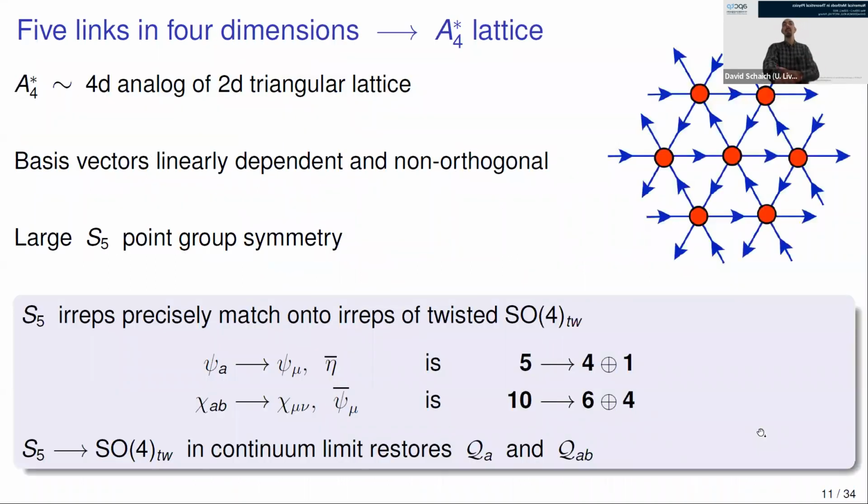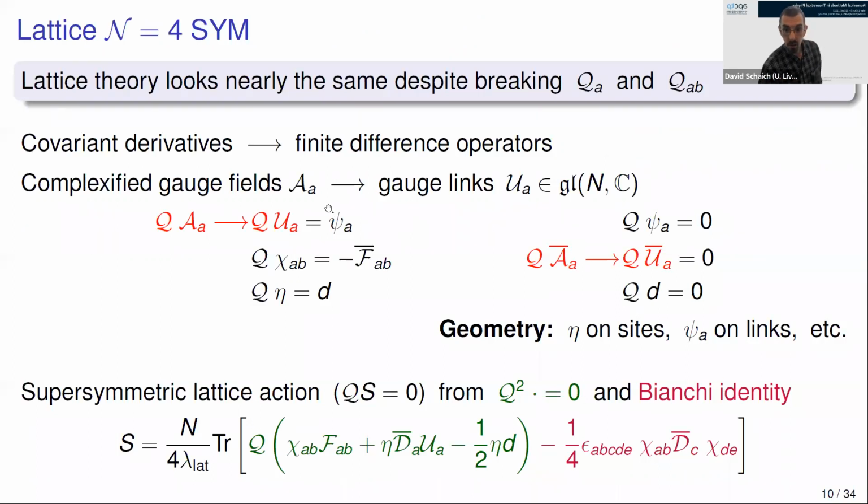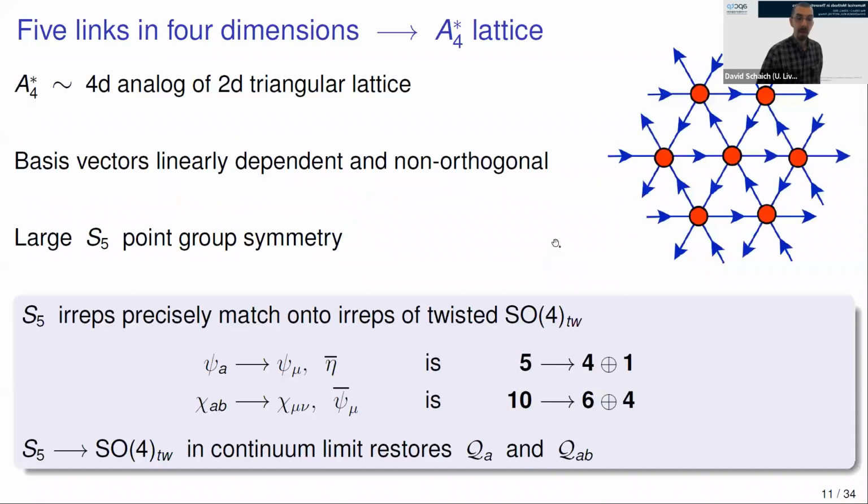Now, you may have been wondering as I went through this why we are working with 5-component objects in still a 4, or 3+1, dimensional spacetime. And I guess we've seen why: in order to ensure that the supersymmetry algebra all works out as it should. Maybe the better question is how. And this is done by formulating the theory on what is called the A4* lattice.